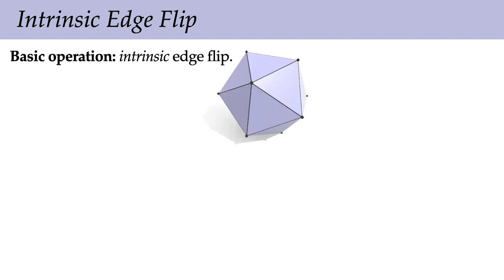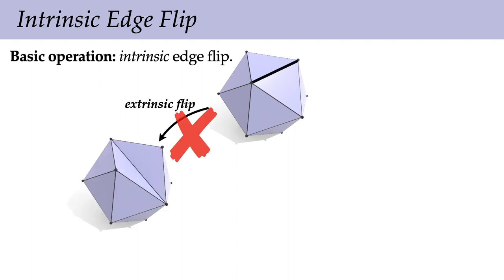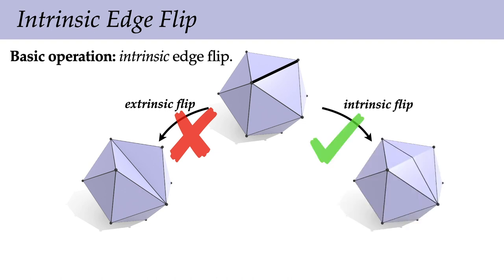One basic tool for exploring this large space of triangulations is the intrinsic edge flip. Suppose we want to flip this edge. Importantly, we don't connect the opposite vertices by a straight line segment in 3D space. Instead, you should think of these intrinsically flipped edges as tracing out a straight path along the surface. Note, though, that we do not have to explicitly keep track of this path along the surface.